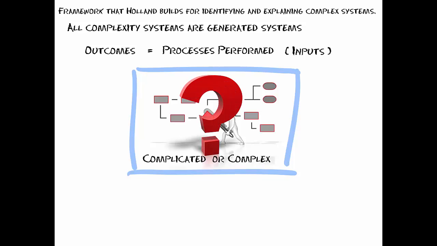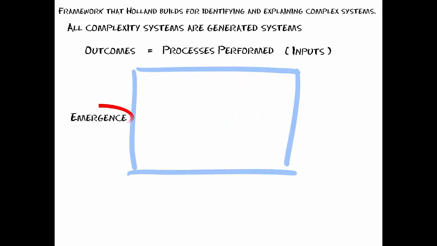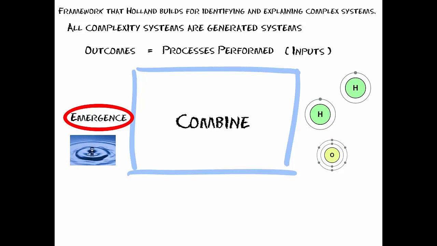One of the things he wants to do is determine whether it is a complicated or a complex process, and how we can do that. He says one of the things provided in the outcomes is emergence. What he means by emergence is, he takes the example of two hydrogens and one oxygen: you combine them and you end up with water. And water has an emerging property. Water has a property of wetness that neither hydrogen nor oxygen in and of themselves have.